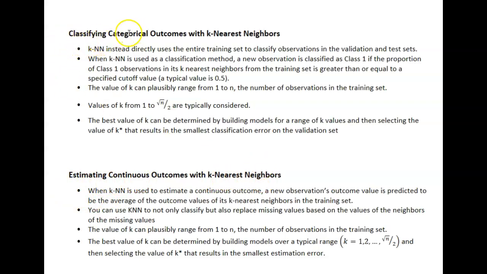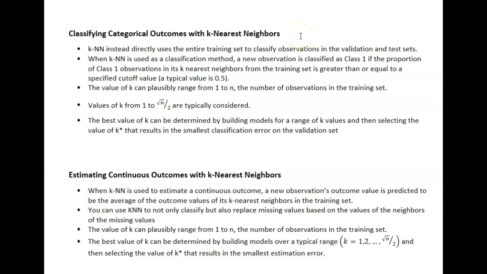When you're trying to classify categorical outcomes with the k-nearest neighbor algorithm, you're going to directly use the entire training set to classify observations in the validation and the test sets. So when KNN is used as a classification method, a new observation can be classified either as class 1 or class 0 depending on its nearest neighbors that you identify and what their values are.